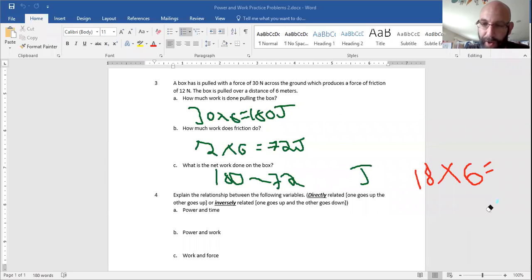Let's try both of these again. This is 180. This is 72. 180 minus 72 is 108. Okay, for the second part, when you want to do it the other way, you could find the net force, which is 30 minus 12, that's 18. We can still multiply it by 6, and we still end up with the same amount of net work, 108. So 108 either way.